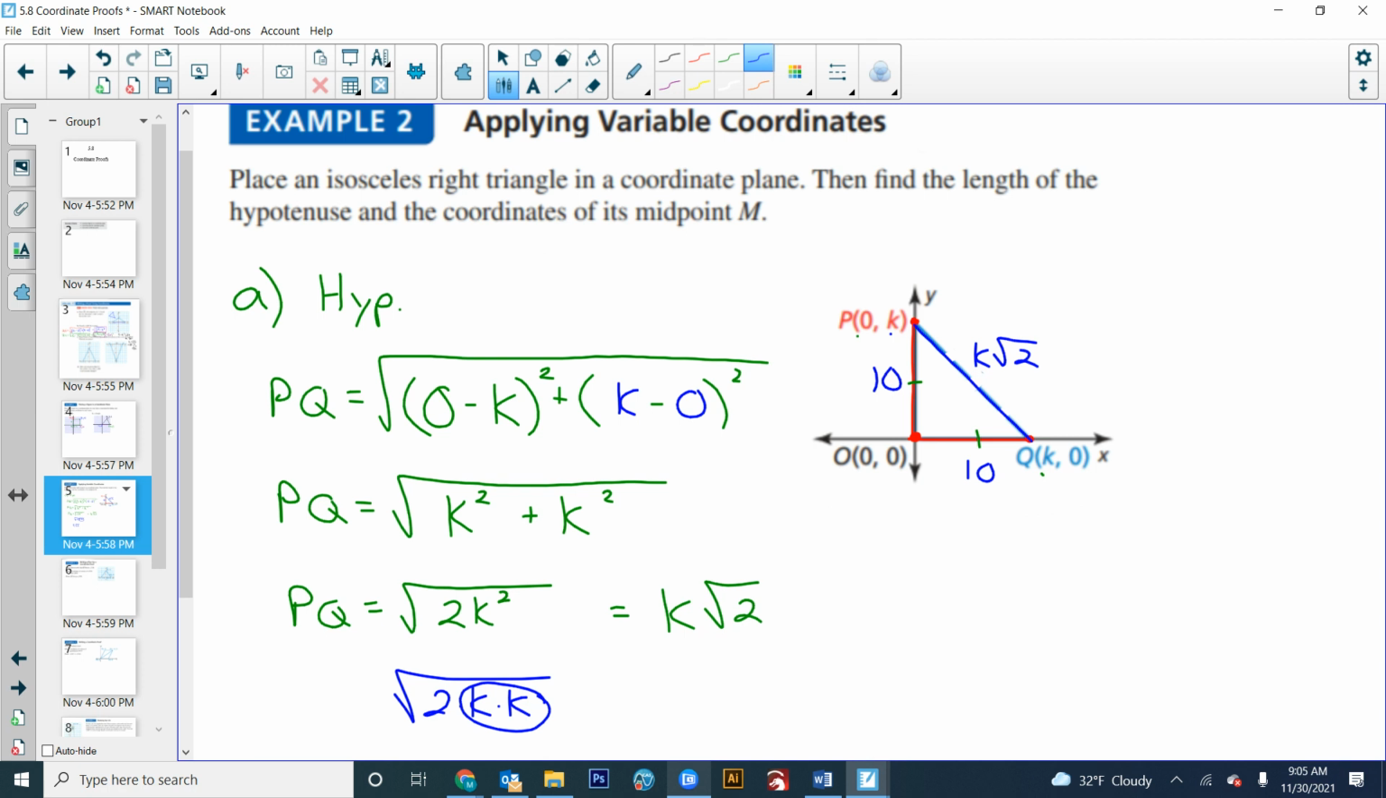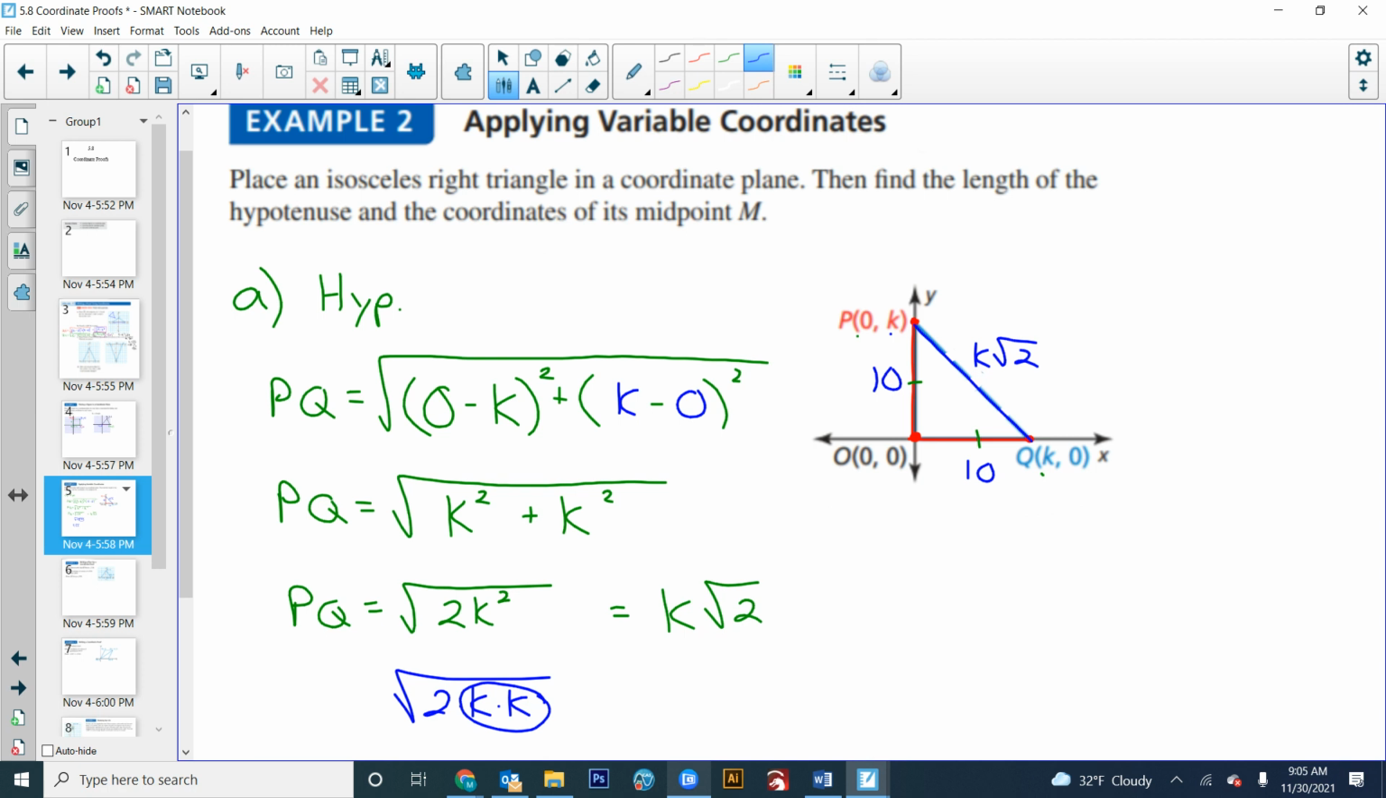Now, don't forget, radical 2 is a number. Between what two whole numbers? Well, radical 1 is 1. Radical 2, radical 3. Radical 4 is 2. So radical 2 and radical 3 are between 1 and 2. Do you agree with that? Type it in. Go ahead.